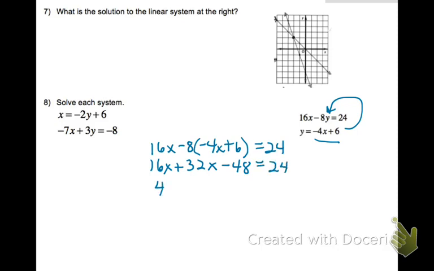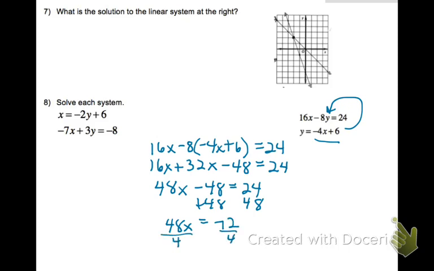And then just combine my like terms. So 48x minus 48 equals 24. And then I'm going to add 48 to both sides. So 48x equals 72. I'll divide both sides by 48, and x equals 1.5, or 3/2. And you can just leave it as a decimal.